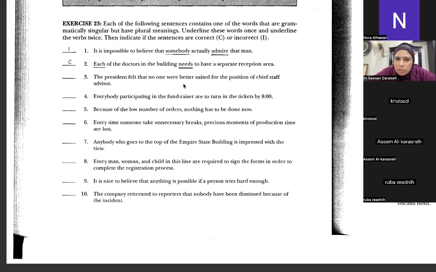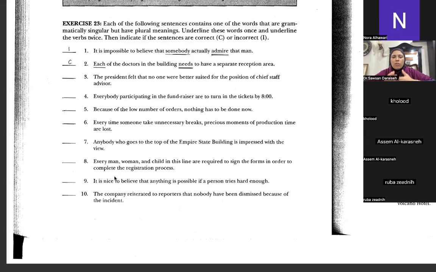"Nothing" is our subject here. "Has", the verb, "has to be done now". We want to focus on this here. Because of the low number of orders, nothing has to be done now, meaning there's no need to do anything now. That's what the sentence means in Arabic, right? One more, and then we need to move on to the next lesson, okay?